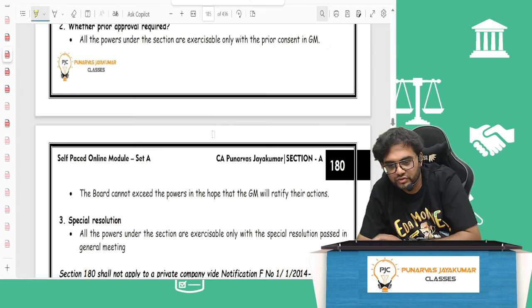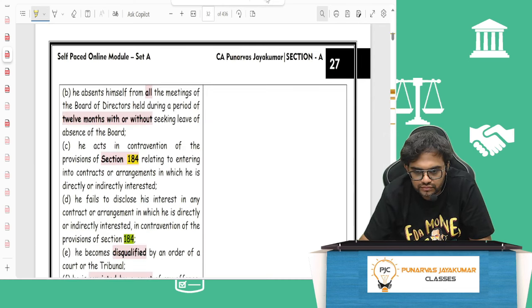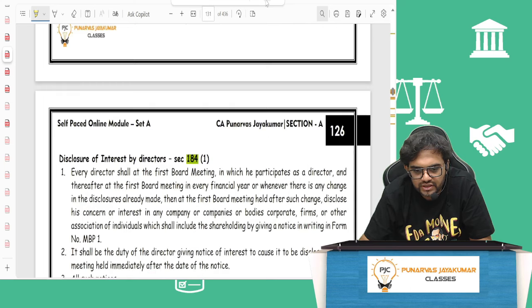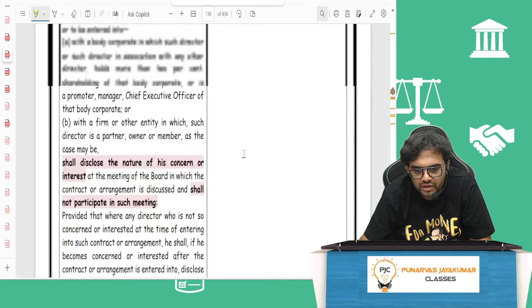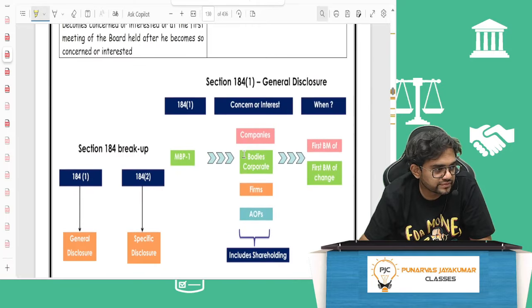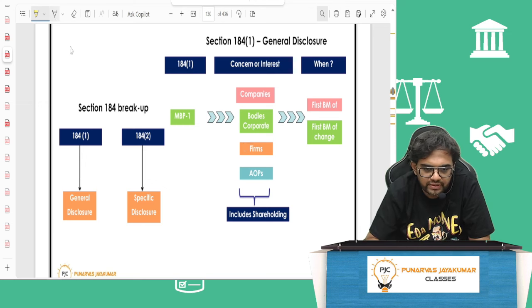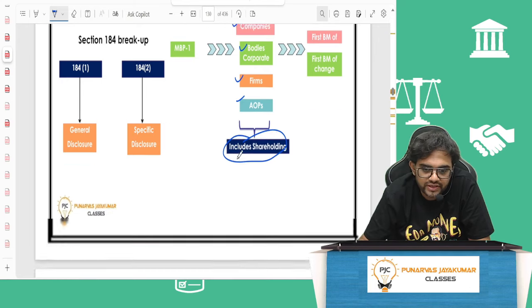Come to 184. Page 27 only we have. Sorry, it will be later actually. 27 obviously. 126 page number. Come to the breakup in 125 page number. 184.1 is a general disclosure in MBP 1. Companies, bodies corporate, firms or AOP in which the director has shareholding. In this question, did the director have shareholding or his son? Son had. So this will not come. But 184.2 may come.